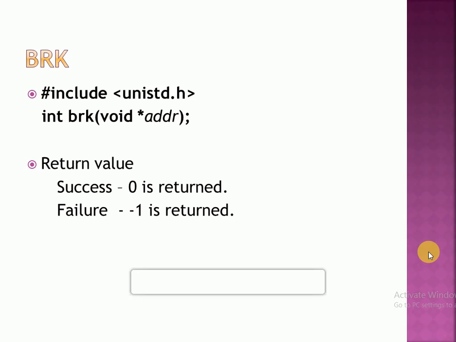The brk system call changes the location of the program break, which defines the end of the process data segment. It returns 0 or -1 as values: 0 for success, and -1 for failure.